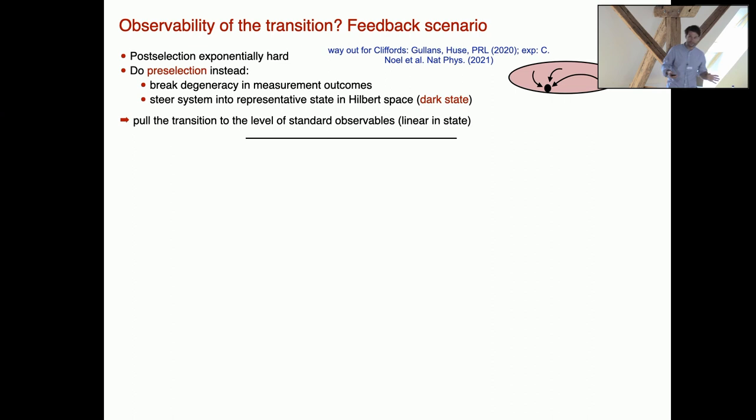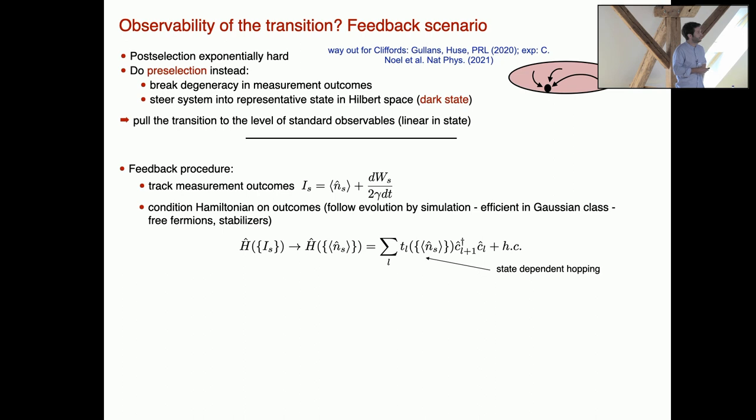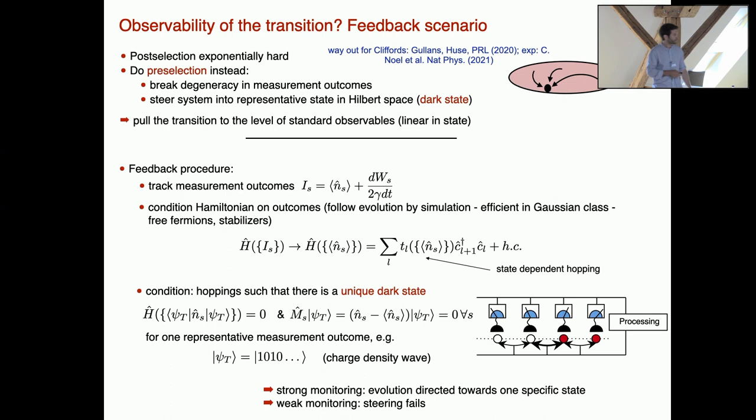There are then order parameters for this transition and everything. Okay, and here is the feedback procedure. We have to track the measurement outcomes, so that is like a homodyne current that is tracked here. Then we condition the Hamiltonian on the outcomes. The Hamiltonian is very simple, now back to nearest neighbor hopping, so we have these hopping matrix elements here. And now how do we have to choose the condition here?